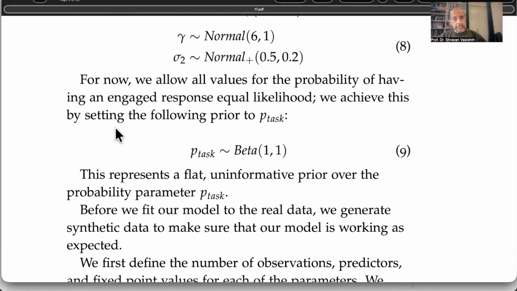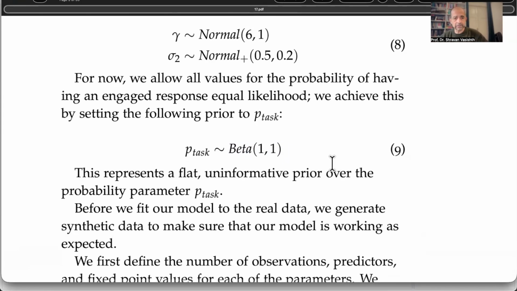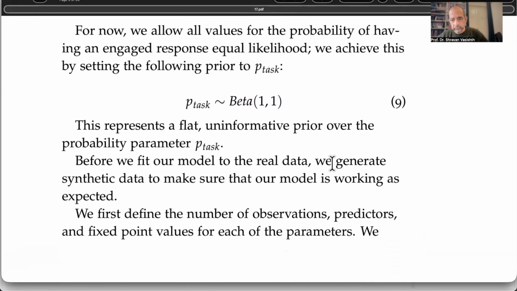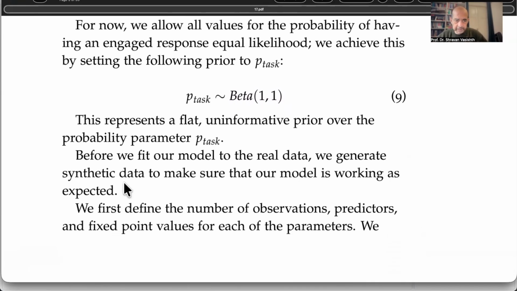Anyway, for the task probability parameter, we're just assuming a flat uniform distribution. This could be more informative actually, because a flat uniform distribution doesn't really make a whole lot of sense, because participants tend to be engaged when they're doing the task, they're trying to do their best. So one would want a more informative one, but we'll look at that later. Anyway, now we will first generate some synthetic data to make sure that the model works as expected, okay?